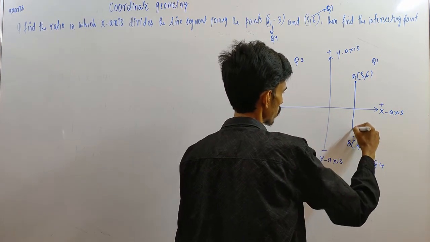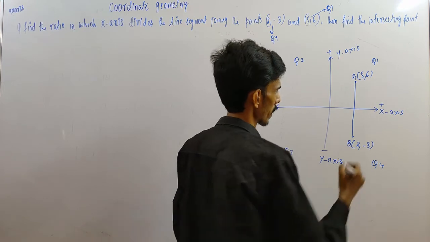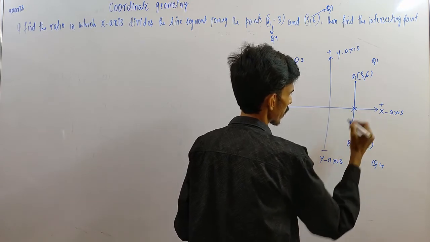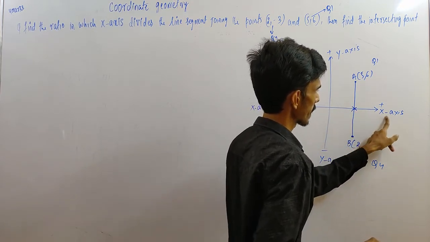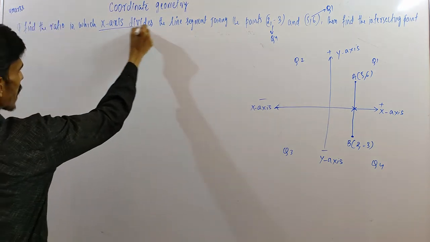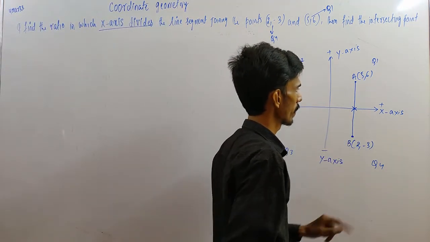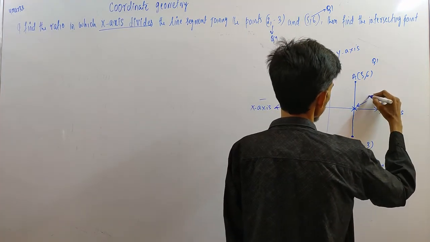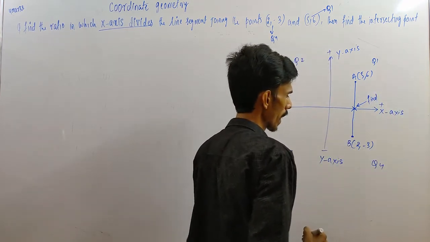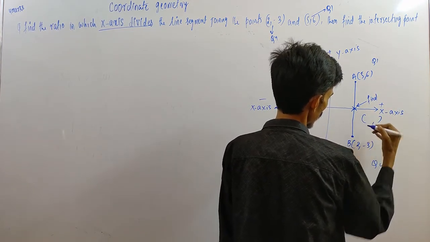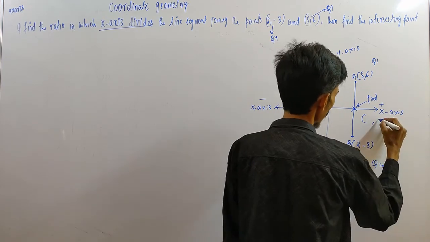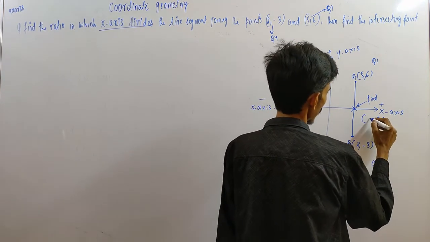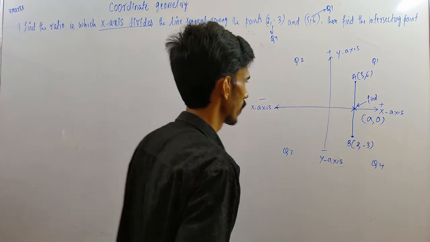If we join these points, we will get a line segment. Here, this is the point at which the x-axis divides these two points. We have to find this. We know that on the x-axis the y coordinate is 0. So let us take (a, 0) as the point on the x-axis.